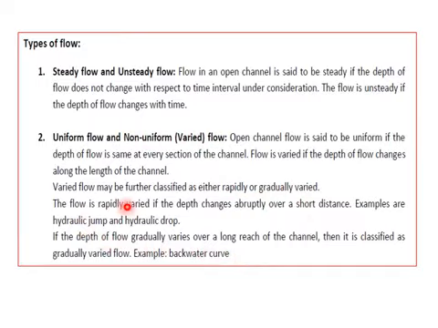The flow is rapidly varied if the depth suddenly changes over a very short distance. Example is the hydraulic jump. And if the depth gradually changes over a very long length of the channel, then it is classified as a gradually varied flow. Example is the backwater curve.